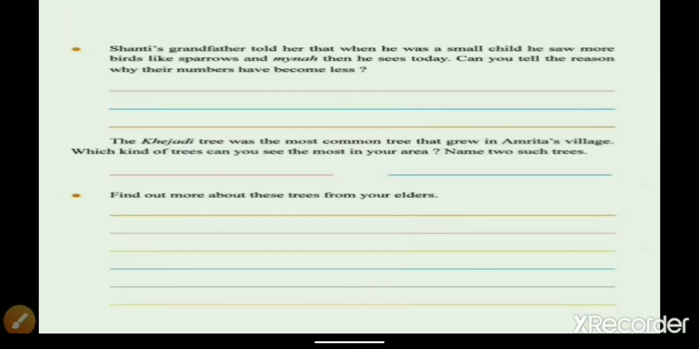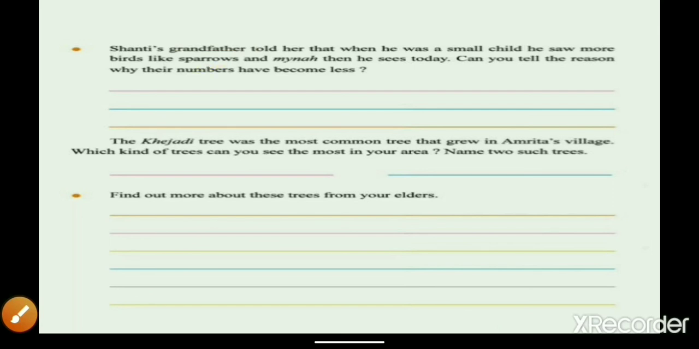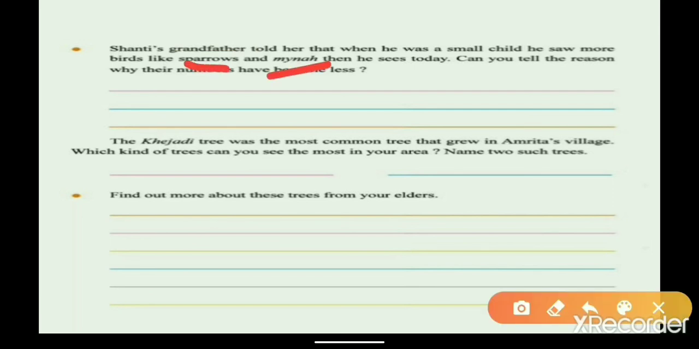Shanti's grandparents told her that when they were small, they saw more birds like sparrows and mynas than we see today. Can you tell the reason why their number has become less? Nowadays we have seen that the number of these birds has decreased. Why? Hunting and cutting down of trees are the two main reasons.